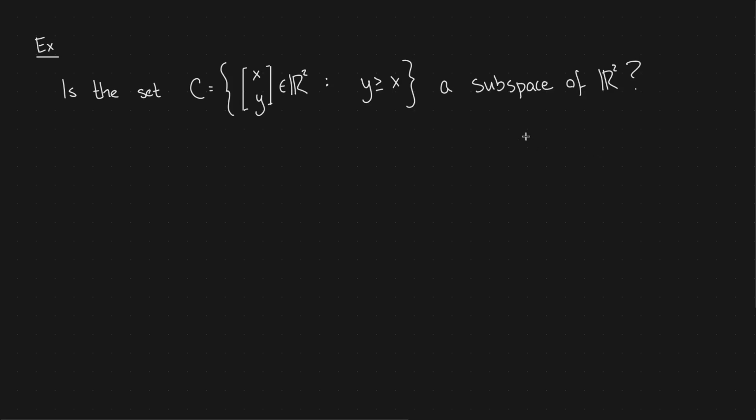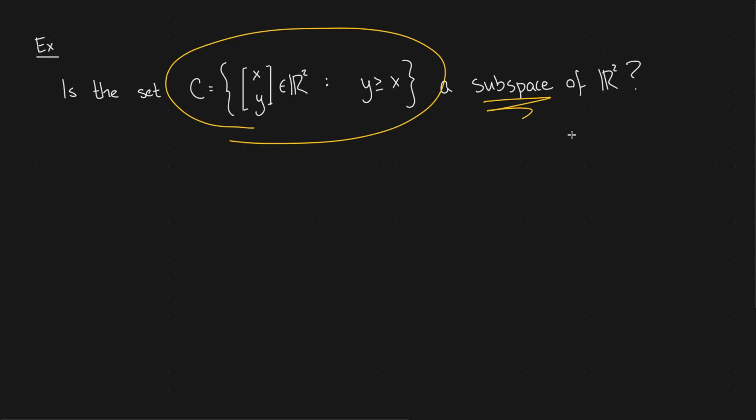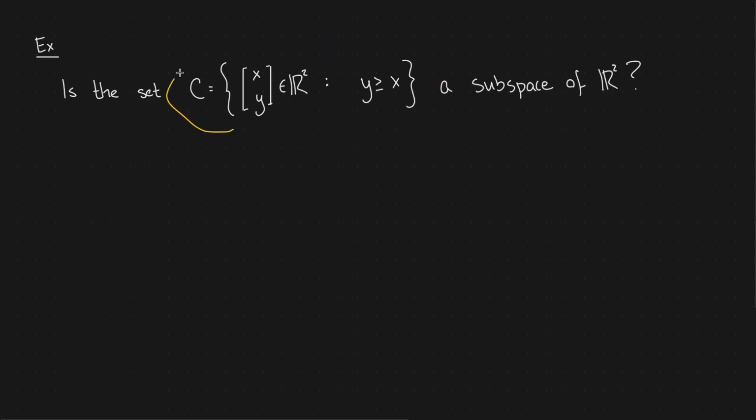Right? Now, we do know that this is clearly a subset of R2, right? This just has a bunch of two-dimensional vectors with certain properties. That set of two-dimensional vectors with certain properties must be a subset of all the possible two-dimensional vectors. So if we want to determine if this is a subspace of R2, we need to check if this is closed under addition and closed under scalar multiplication.